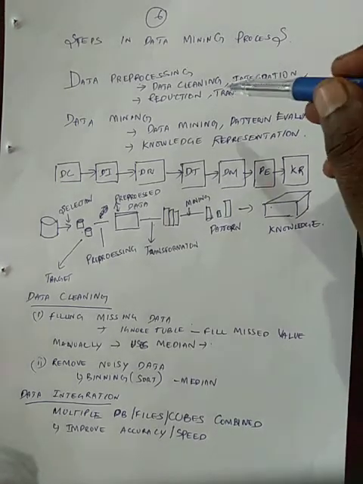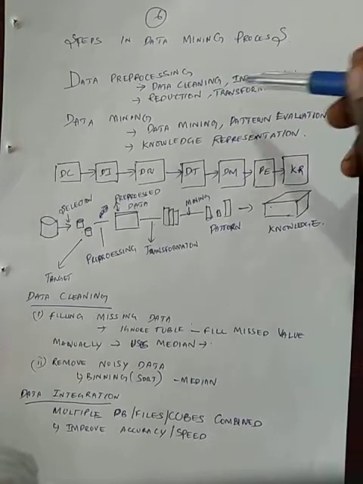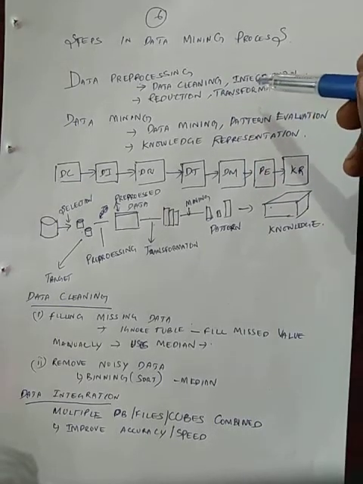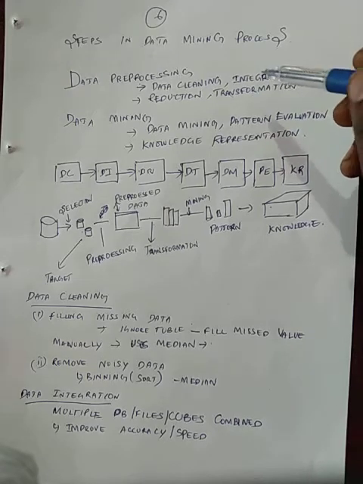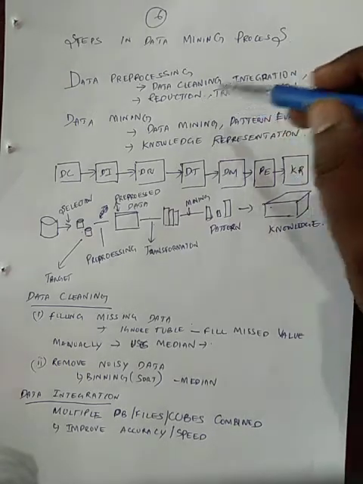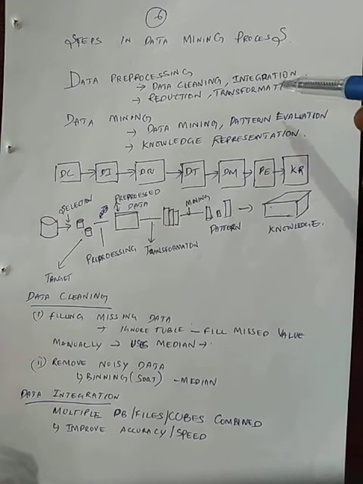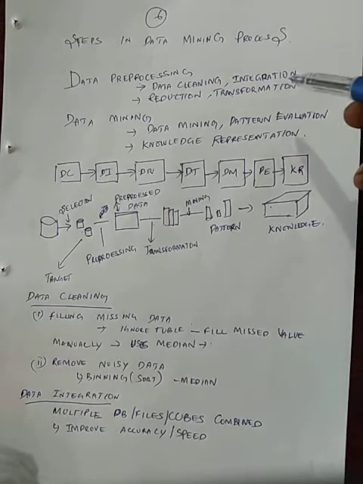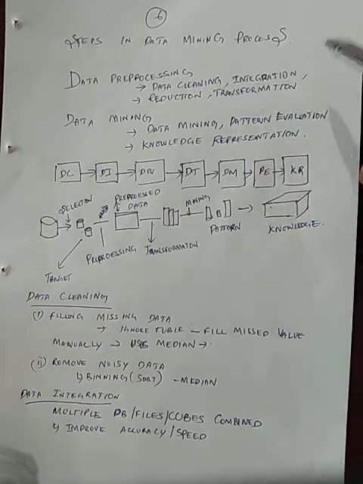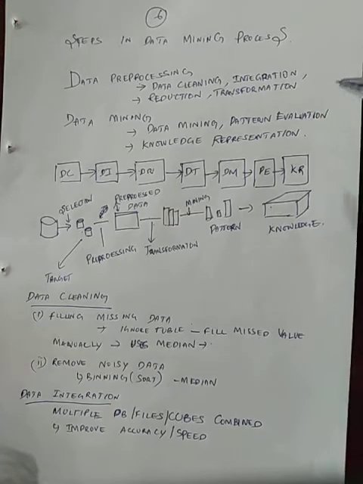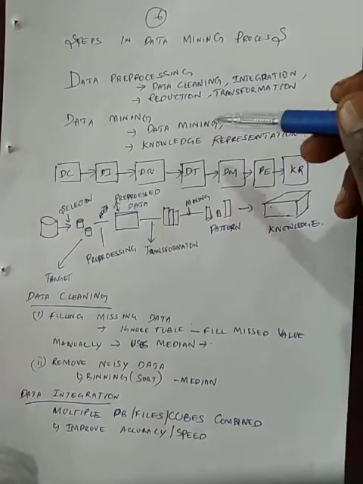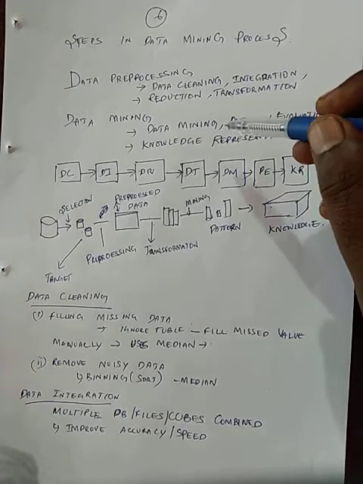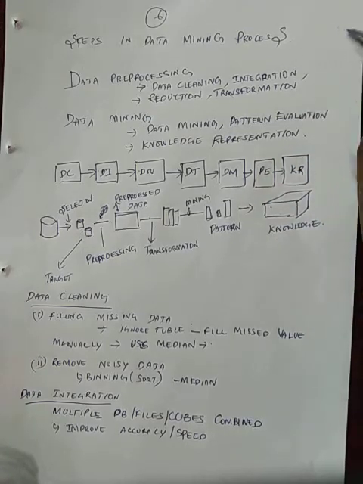What are those steps? Data cleaning. We'll be discussing every terminology in depth one by one. Then data integration, data reduction, and data transformation. These are the ways by which you perform the processing for data pre-processing, and then comes data mining. Here the subtasks are data mining, pattern evaluation, and knowledge representation from the data warehouse data.